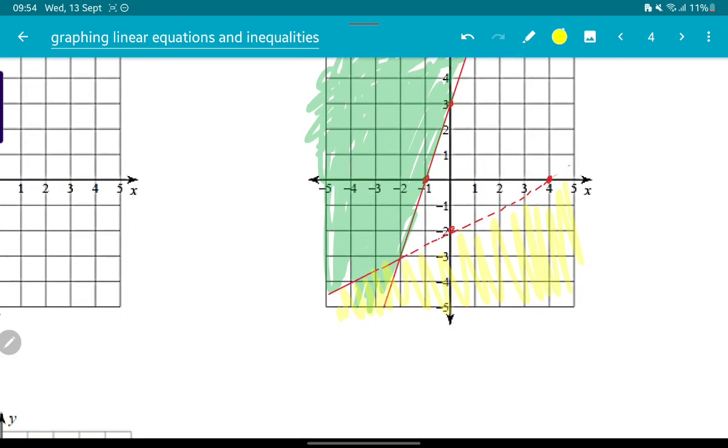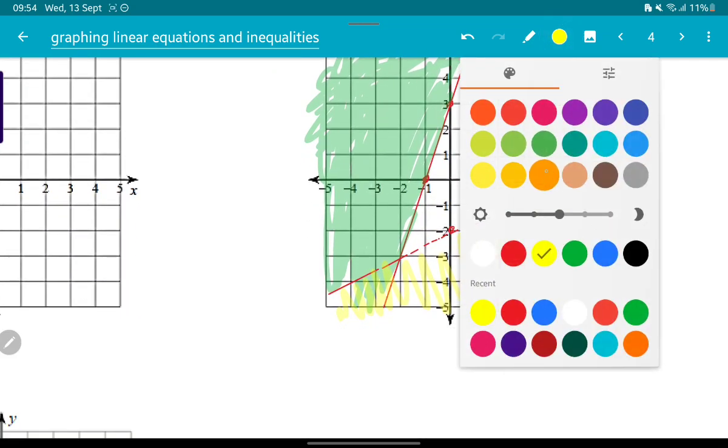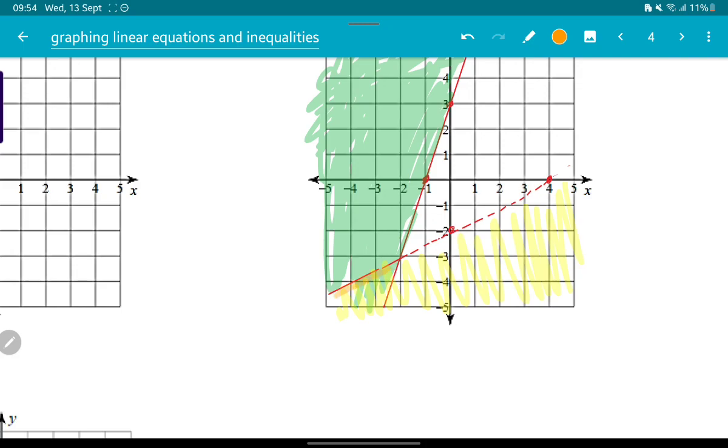Now the answer will be the common area that you shaded. So this is the common area that you shaded between the two inequalities. So the answer will be this area.